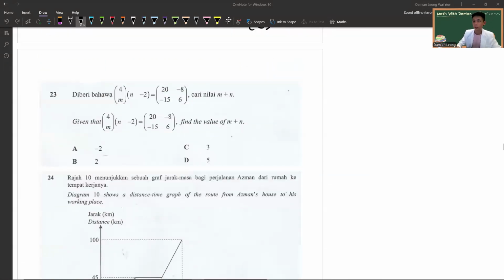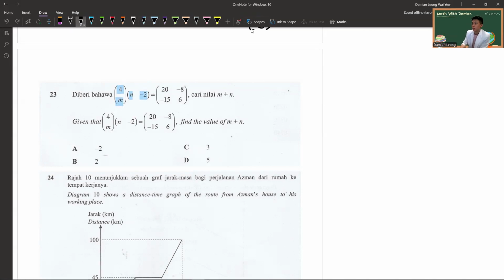Then question 23. Here we have matrices. 4 m times n negative 2 equals 20, negative 8, negative 15, 6. So find m plus n. We just need to multiply these two matrices together, then compare each of the elements. So for the first matrix, we follow the rows. For the second matrix, we separate by columns.